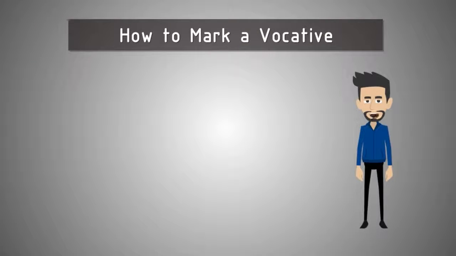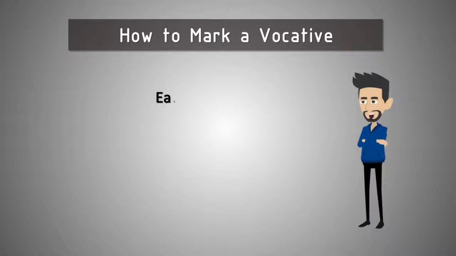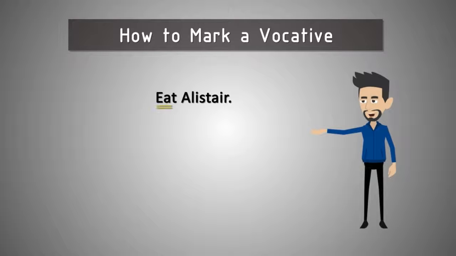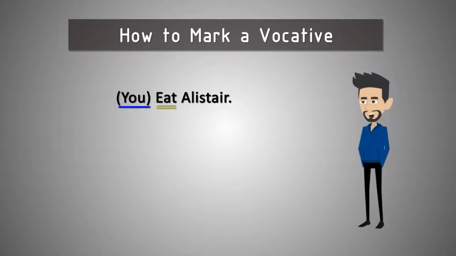So in this lesson we're going to have a look at vocatives. First of all, let's have a look at vocatives in the sentence "Eat Alistair." So the verb here is eat. The subject is an implied you, which we put here in parentheses. This is the imperative mood, so remember there is an implied subject. And the direct object here is poor, unfortunate Alistair.